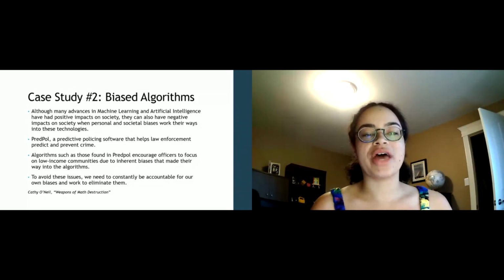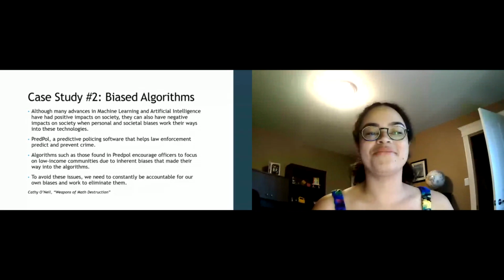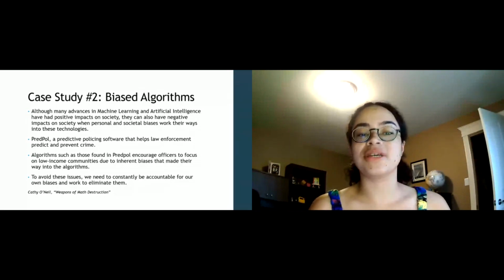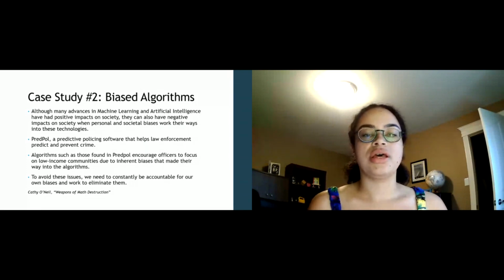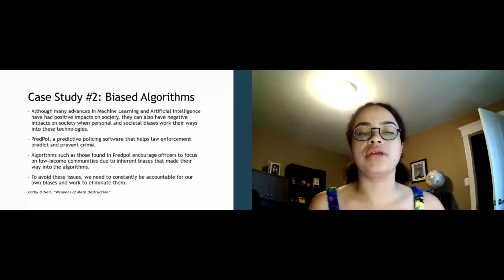An example that Cathy O'Neil, in her book Weapons of Math Destruction, which I would completely recommend, talks about is PredPol, which is a predictive policing software that helps law enforcement predict and prevent crime, which seems like a really good idea in theory. But the problem with PredPol and the algorithms within it is that they actually encourage the officers to focus on low-income communities due to the inherent biases of the people who designed those algorithms.